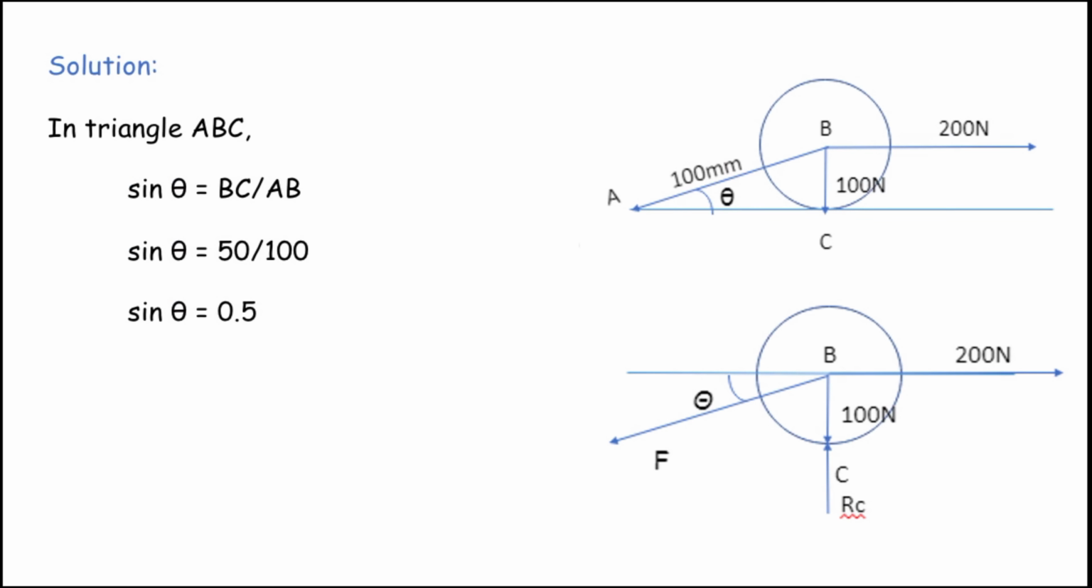Now, I am transferring the sine from left to right. It becomes sine inverse. So, theta equals sine inverse 0.5. The value of theta is 30 degrees. We found the inclination of the bar AB. It is 30 degrees. Now, I am going to add all the forces in the x direction.